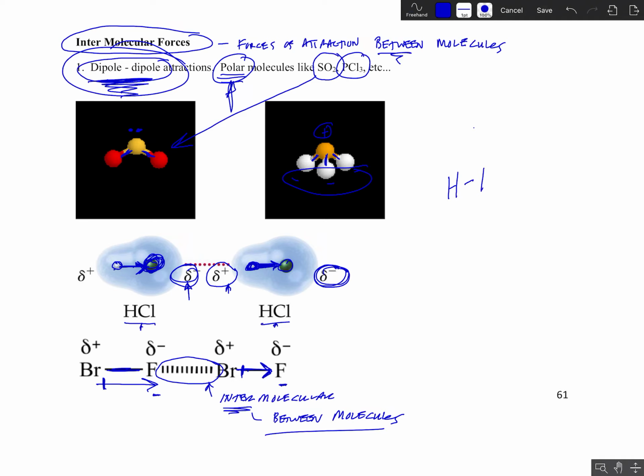Let's take hydrogen gas. The Lewis structure for hydrogen gas, H2, is that. It's very simple. This pair of electrons is being shared equally.